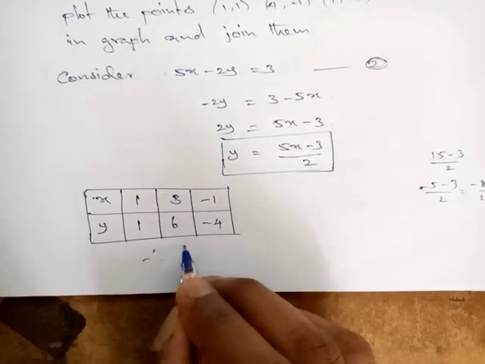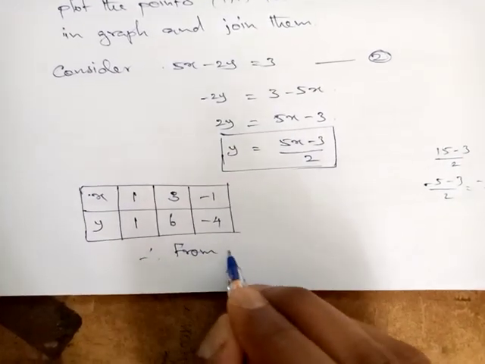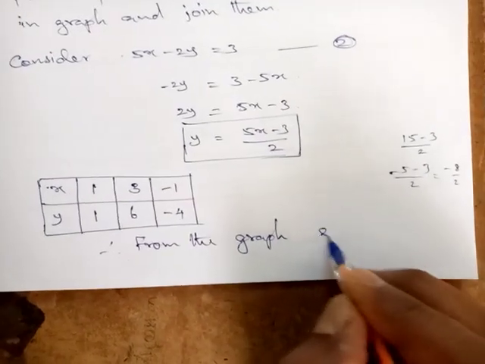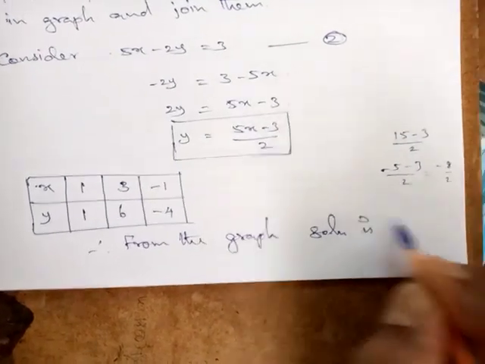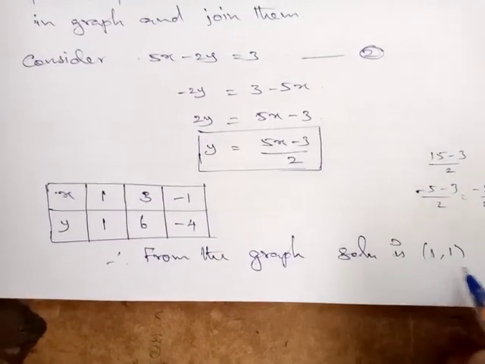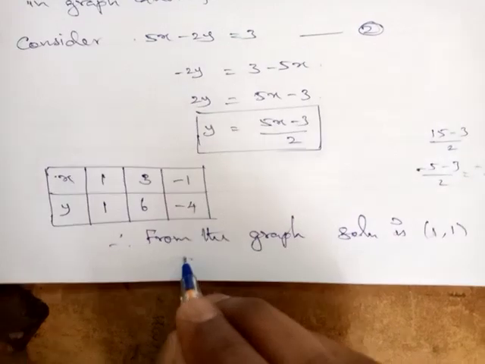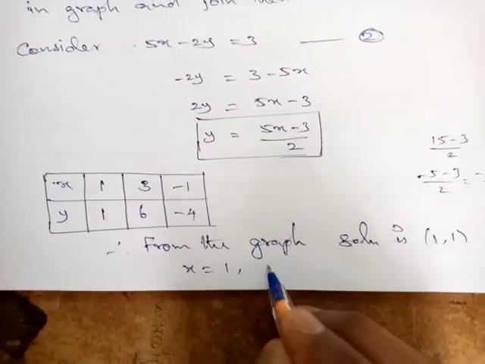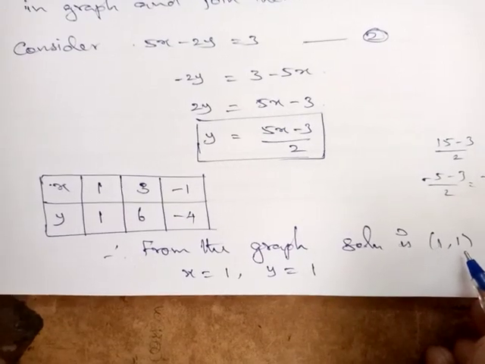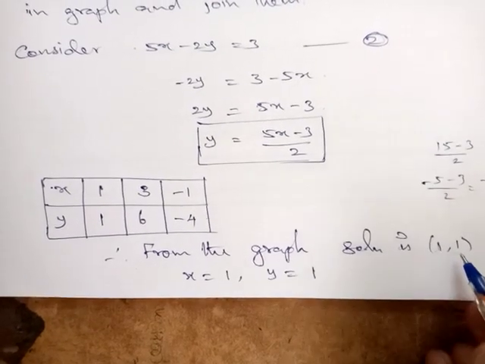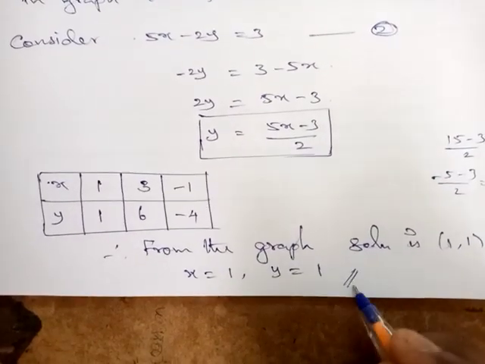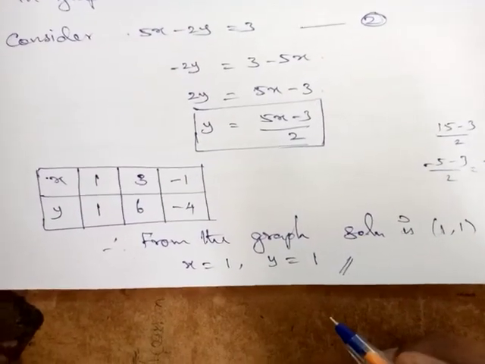Therefore, from the graph, we are telling that the solution is 1 comma 1. That's all. That is x value is 1, y value is also 1. X is equal to 1, y also 1. The first one is x value, another one is y value. This is abscissa, this is ordinate. So abscissa 1, ordinate 1. So x and y value we found by graphical method.